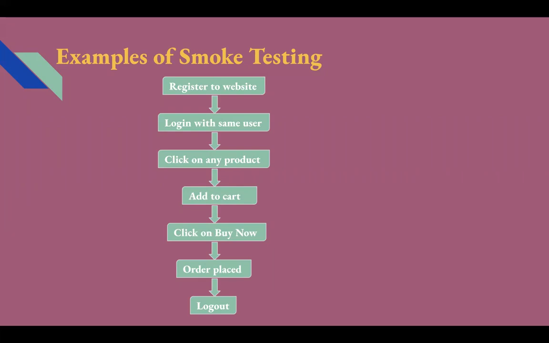So once this smoke test passes, then the QA team will perform further testing on the features of debit card and net banking options for payment and also cover other negative scenarios.